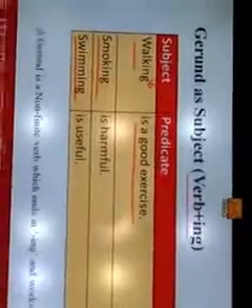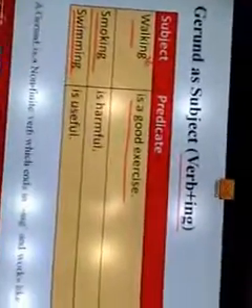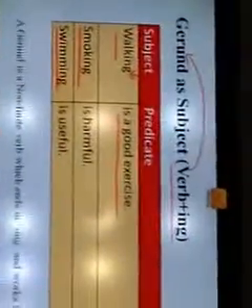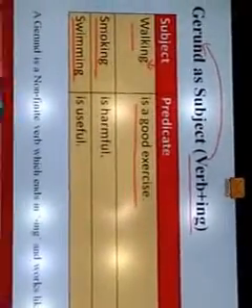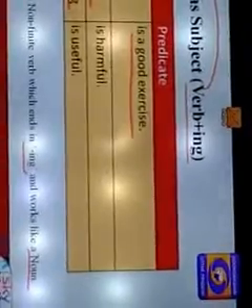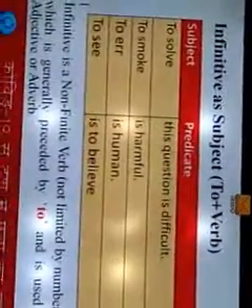Verb plus ing. When we add ing in the end of the first form of the verb, it is used as gerund. Gerund can also be the subject of a sentence. What is gerund? Gerund is a non-finite verb which ends in ing and works like noun. Infinitive as subject. Sometimes infinitive also act as subject.